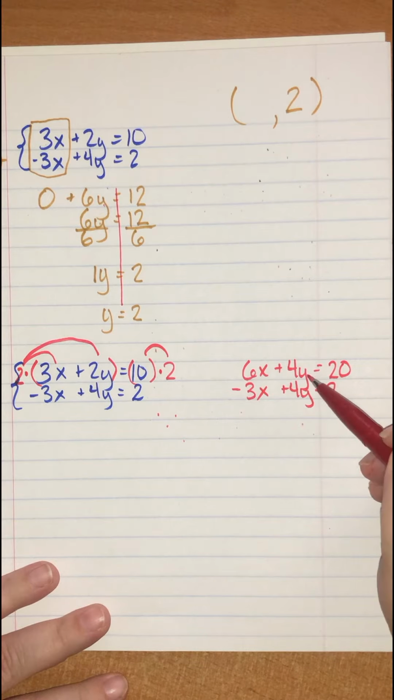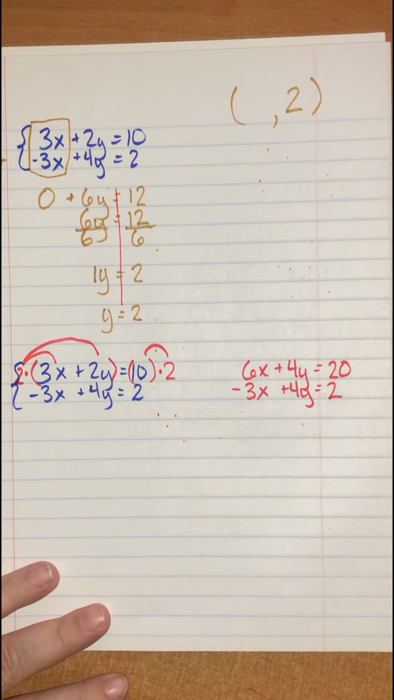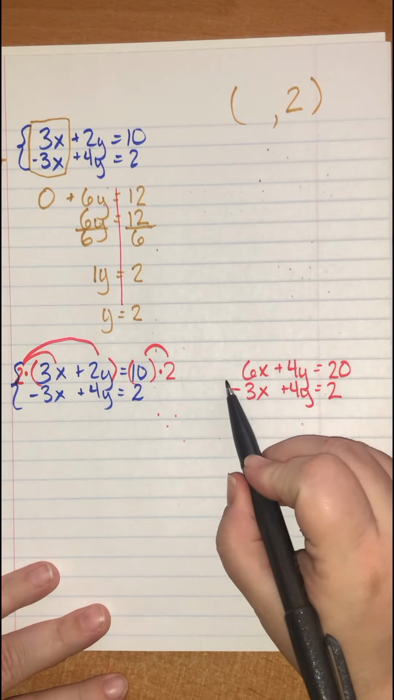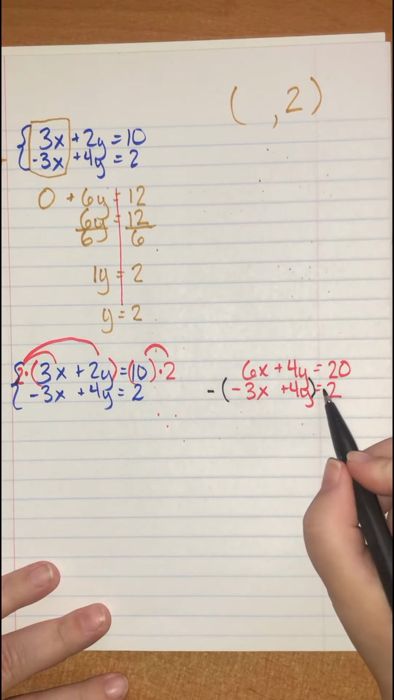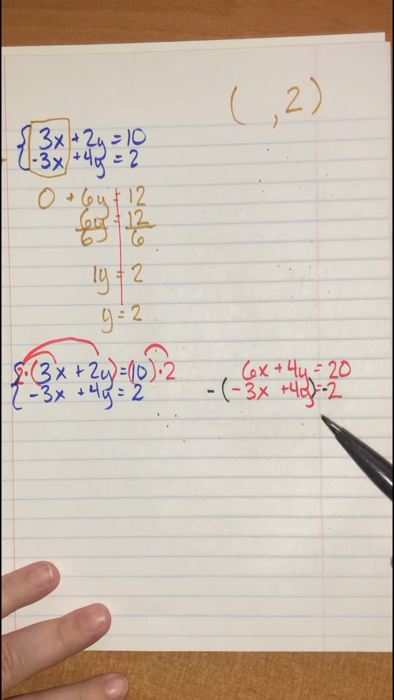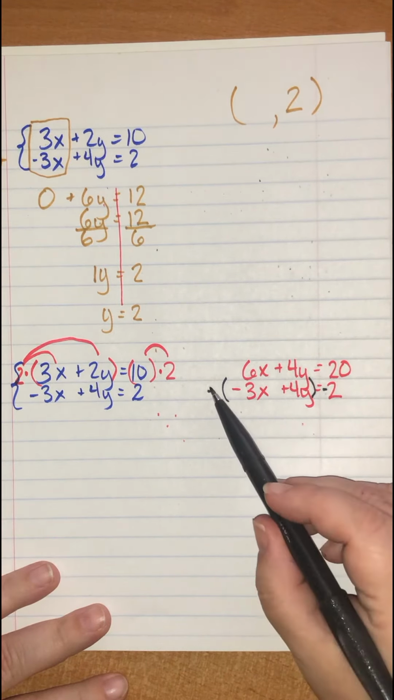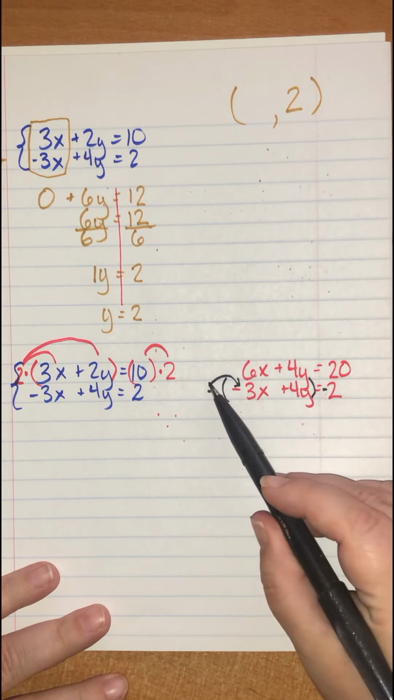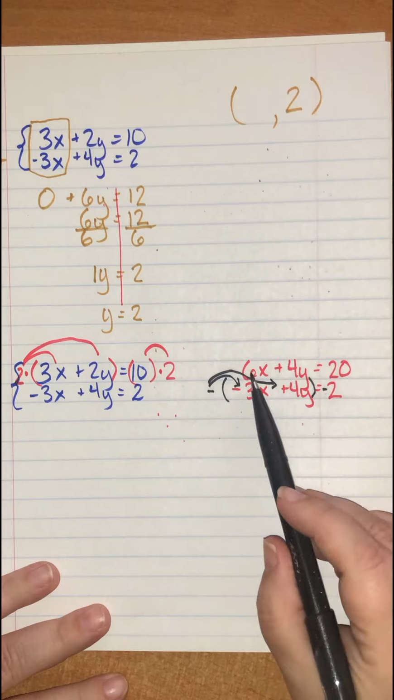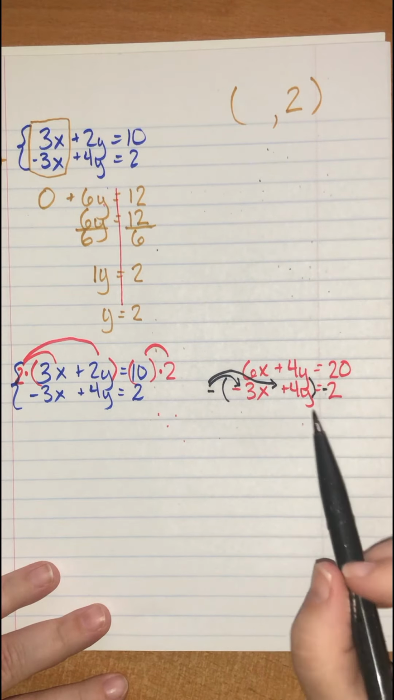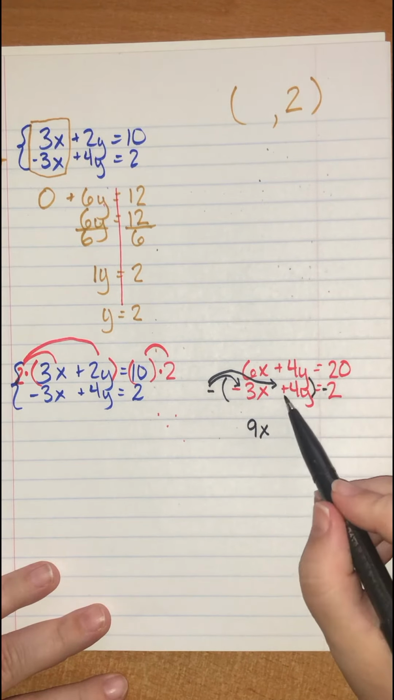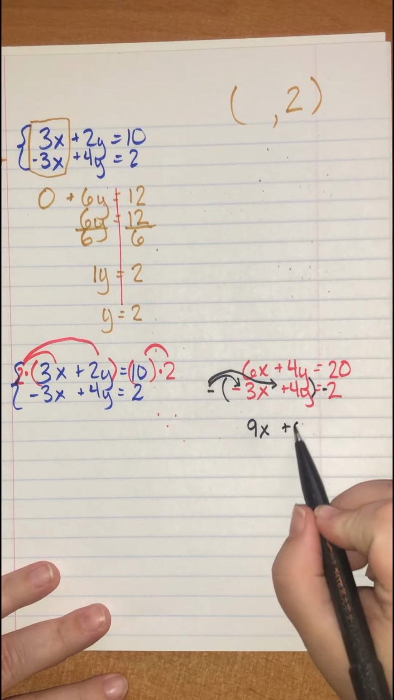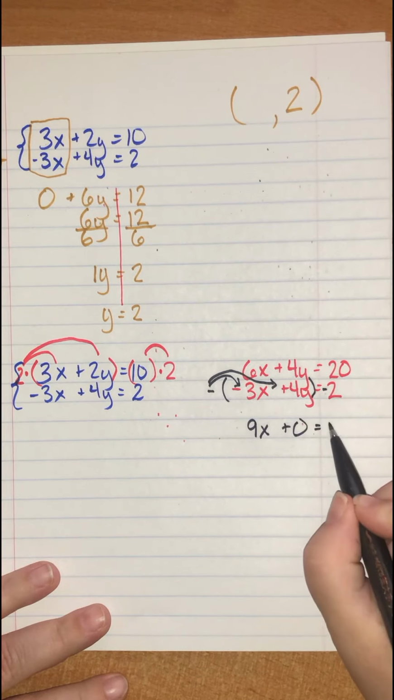Okay, so I notice I have a positive 4 and a positive 4, so what I am going to do is subtraction here. So I'll put parentheses around this expression to remind myself I'm subtracting the whole thing here, and I am subtracting this. The reason why this is important is because when I subtract, that's going to affect each term here, because 6 minus negative 3x is the same as saying 6 plus 3x, which gives me 9x. 4 minus positive 4 is going to give me 0, and then equals 20 minus 2 is 18.